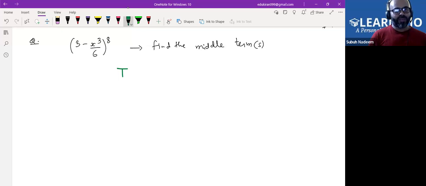So what have you written? For even power, what is the formula? N by 2 plus 1. Yeah, that's what we wrote, right, sir? So n, what is n here? It is 8. So 8 by 2 plus 1 will be 4 plus 1, 5, fifth term. Fifth term, which means it is 4 plus 1, r is equal to 4. Now you can calculate.